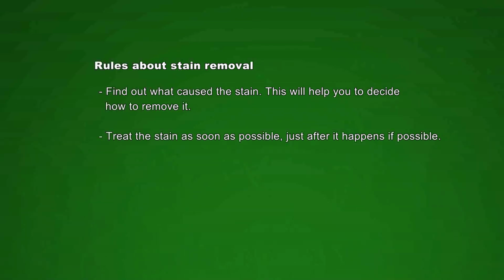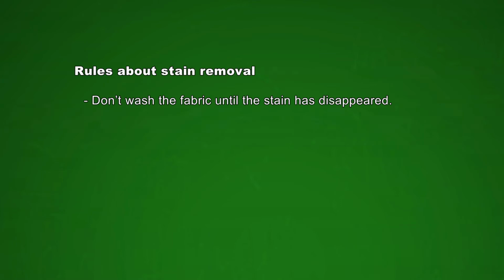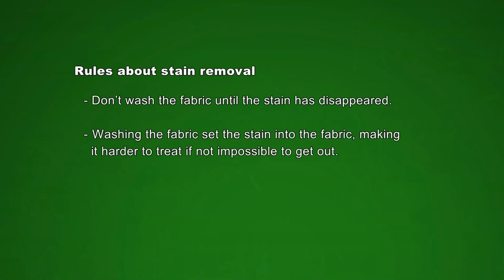Treat a stain as soon as possible, just after it happens if possible. Pre-test oil-based stains and then use a stain remover. If the stain seems permanent and won't come out, just keep repeating the stain treatment until it fades. Don't wash the fabric until the stain has disappeared. Washing the fabric sets the stain into the fabric, making it harder to treat, if not impossible to get out.